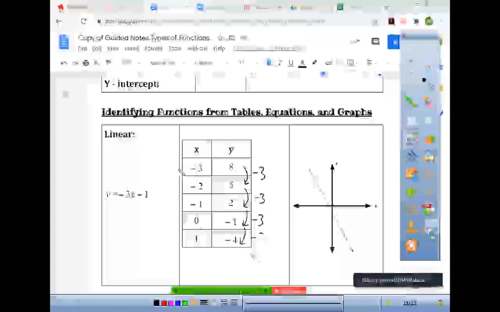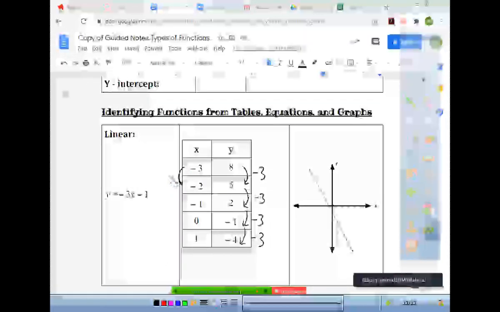What about the x's? How do you go from -3 to -2? You add 1. -2 to -1. You add 1. -1 to 0. Add 1. 0 to 1. So if in a table, I see that on the Y column, they're adding or subtracting the same number each time, and on the X column, they're adding and subtracting the same number each time, that's how I'm going to know that it's linear if I'm looking at a table.